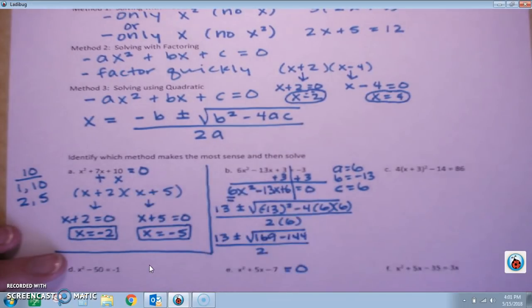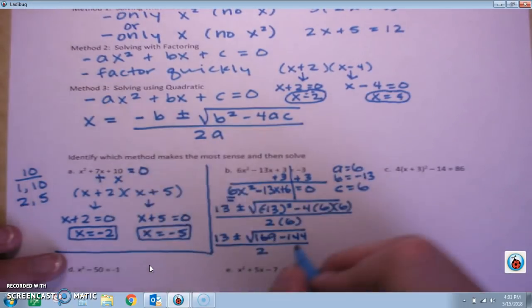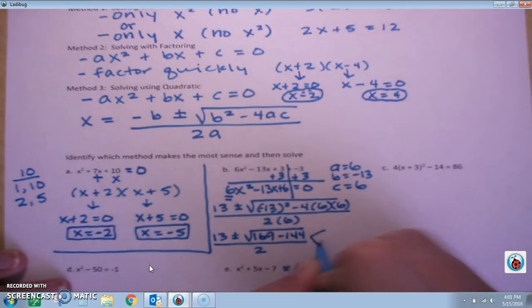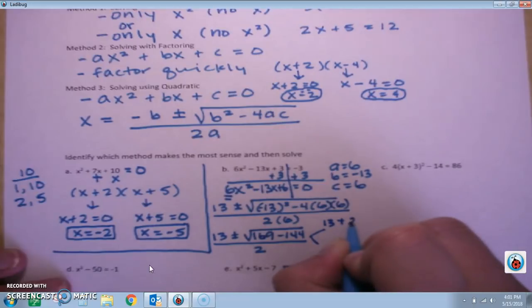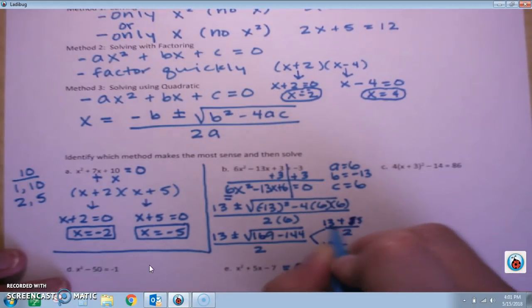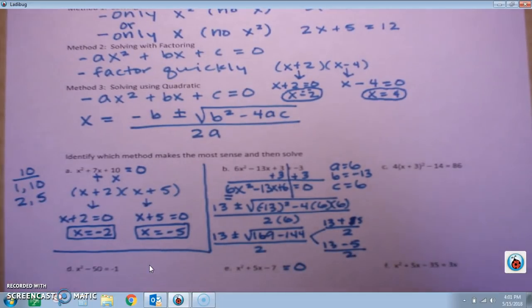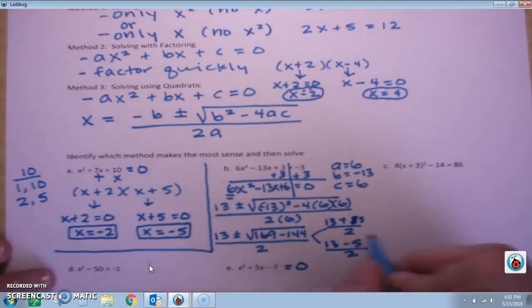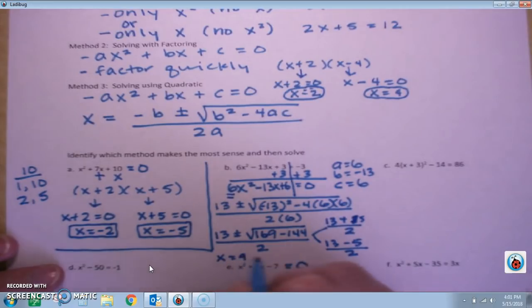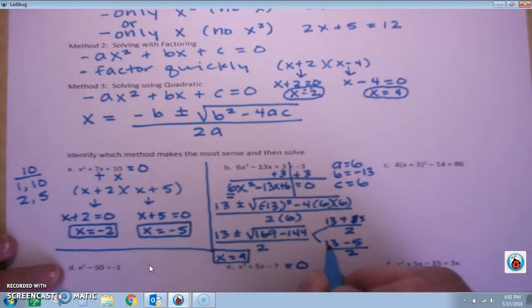So 169 minus 144 is 25. The square root of 25 is 5. So now I have 13 plus or minus 5 over 12. So 13 plus 5 is 18, divided by 12, so x could be 3 halves. That would be one of my answers. And then 13 minus 5 is 8. 8 divided by 12 is 2 thirds, so x could also be 2 thirds.